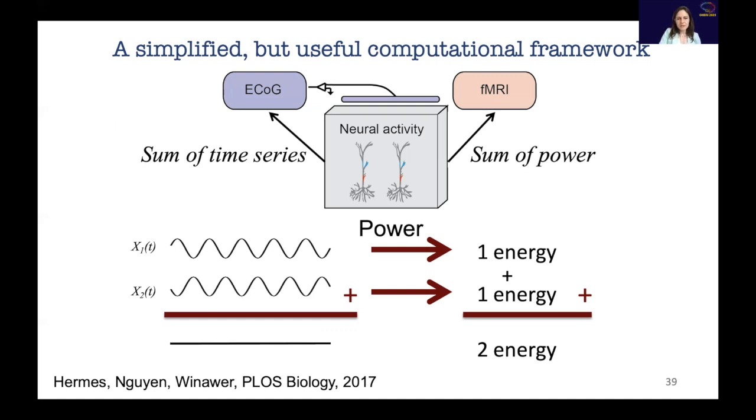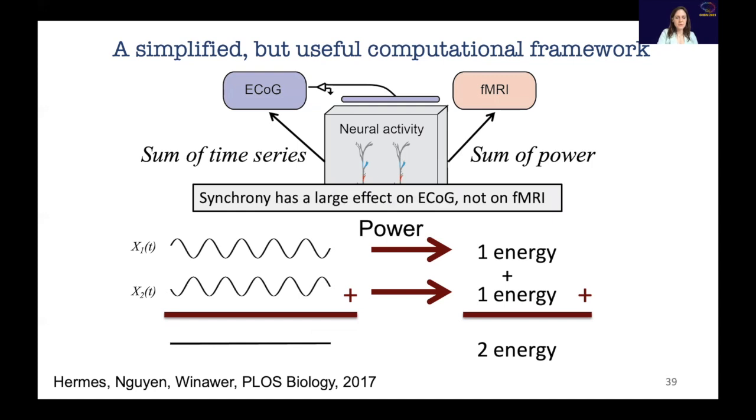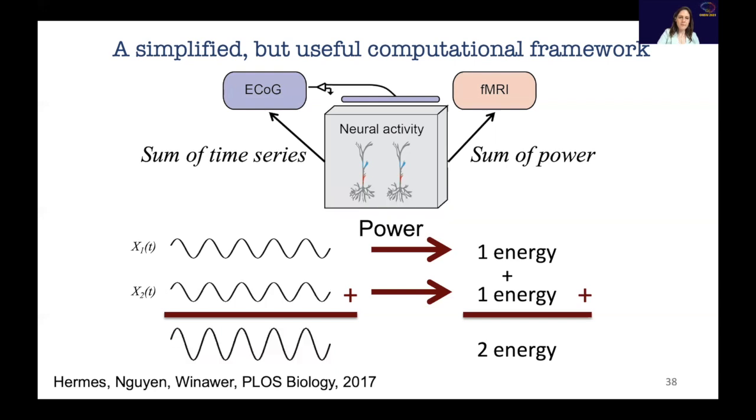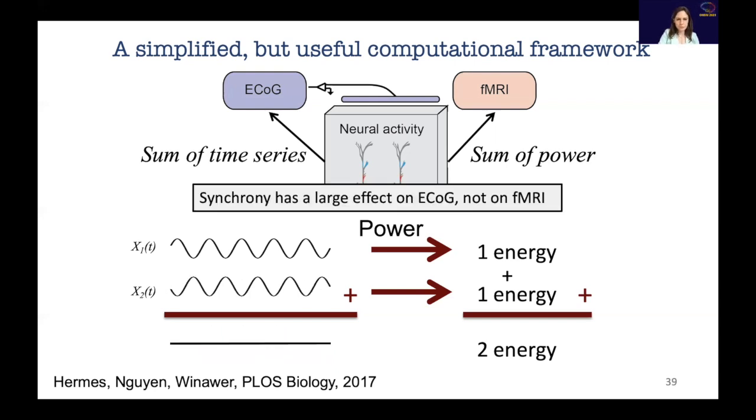And what's obvious from this simple example is that when we change the phase of one of these two neurons and change the synchrony between the two neurons, it has a large effect on the ECOG signal, but not on fMRI. See here, basically zeroes out. And this framework is likely not an accurate description of the underlying biology. But what we want to do with these models is provide a hopefully useful computational framework that helps us think in a quantitative manner about our different signals and that makes predictions for what we can measure with each of these.